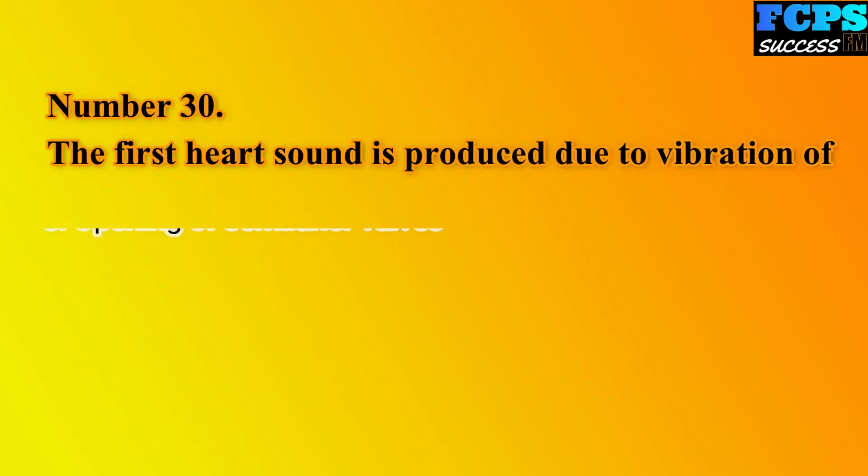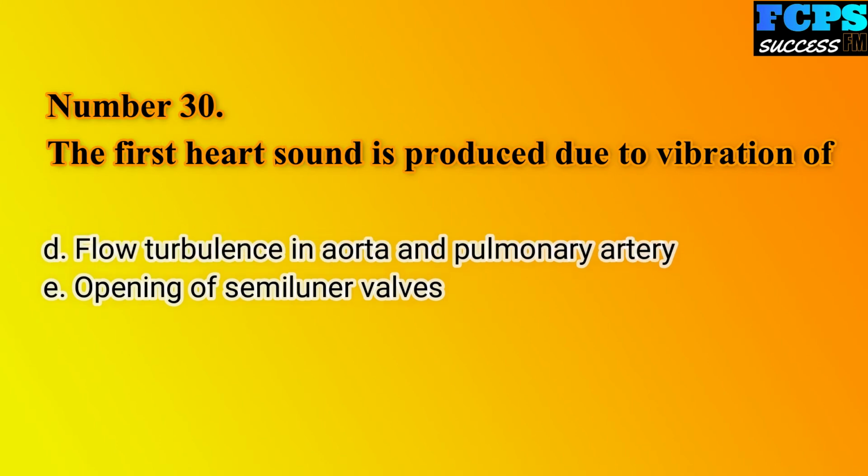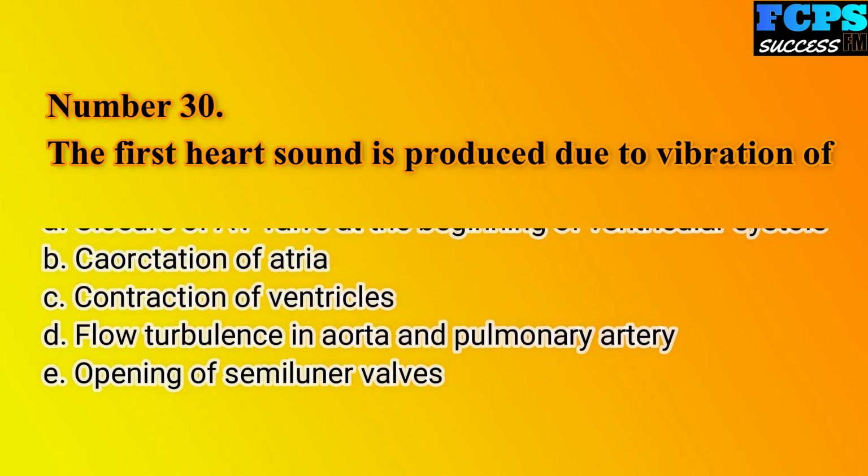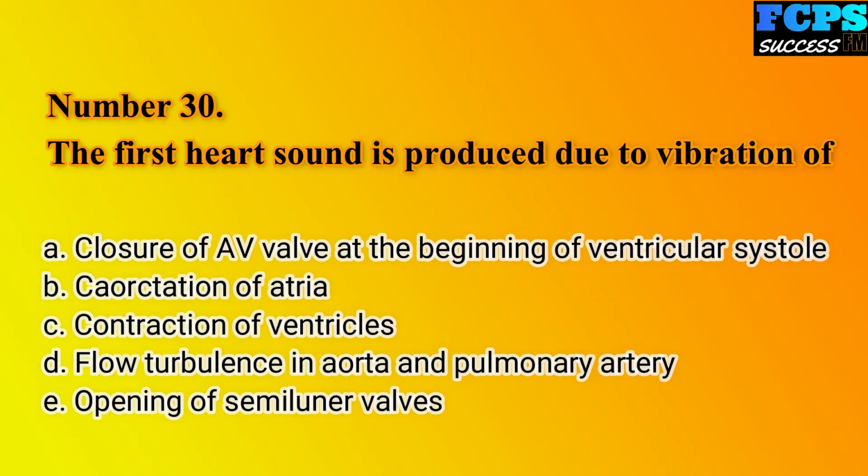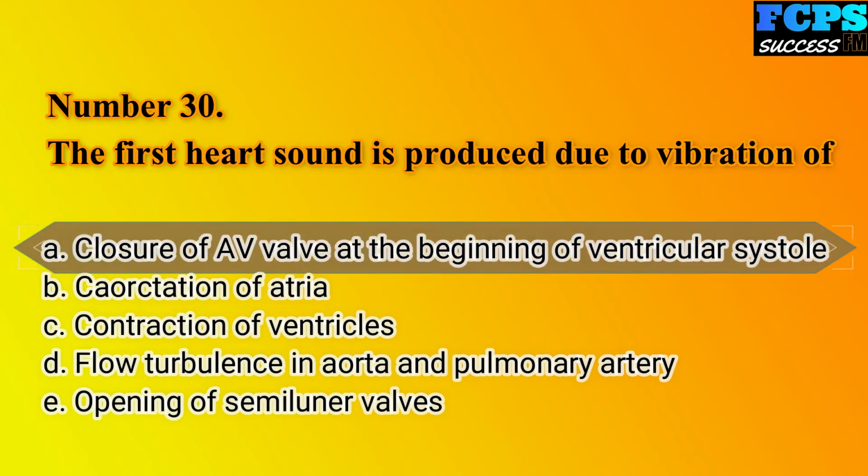Number 30. The first heart sound is produced due to vibration of A. Closure of AV valve at the beginning of ventricular systole, B. Coarctation of atria, C. Contraction of ventricles, D. Flow turbulence in aorta and pulmonary artery, E. Opening of semilunar valves. Correct option is A. Closure of AV valve at the beginning of ventricular systole.